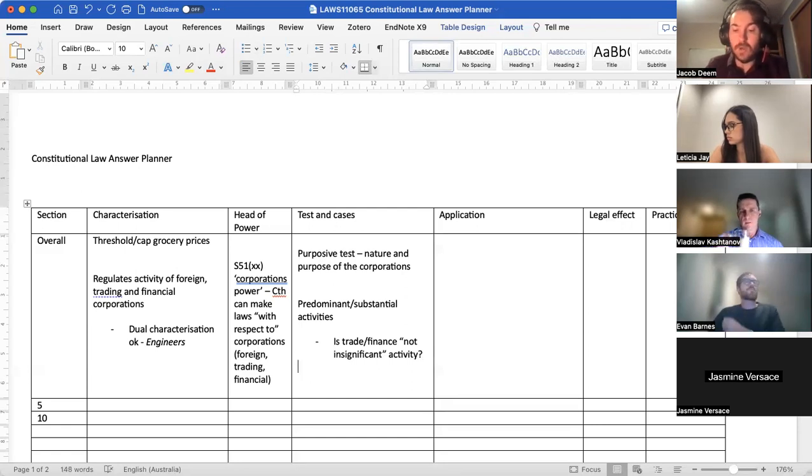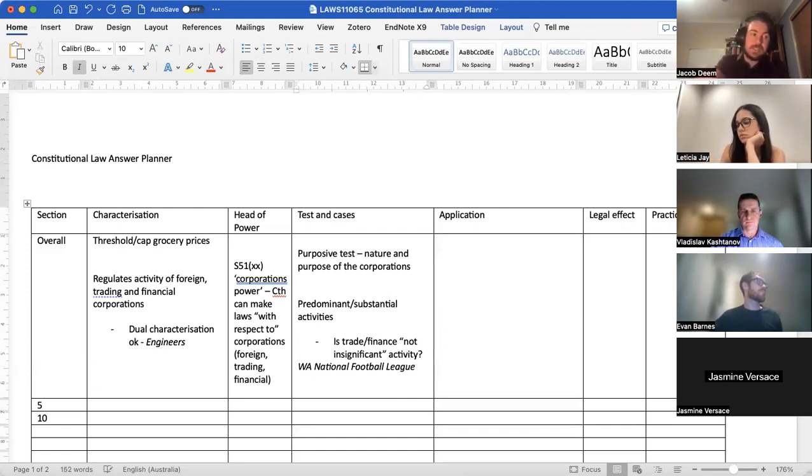Right. And so we've got some useful comments from the WA National Football League, from Chief Justice Barwick and Justice Mason as well, giving a pretty powerful judgment too. So Justice Mason identifying that this is a question of fact and degree, right? Where we're looking closely at what the corporation is doing, and there's a level of uncertainty or vagueness to a lot of the language used in these tests, in terms of what's substantial, what's not insignificant.